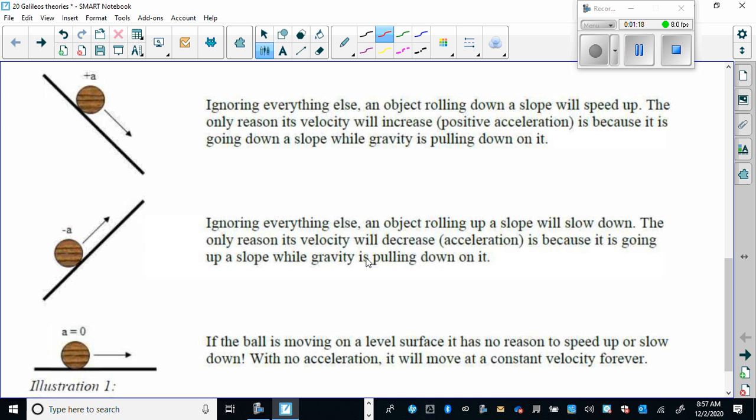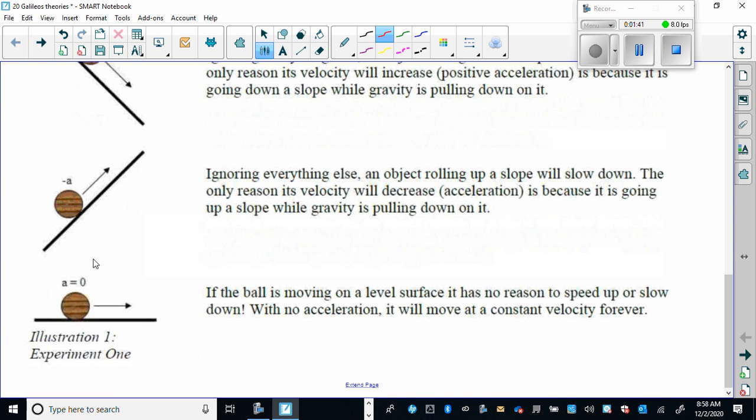In the second diagram, you've got a ball rolling up the slope, it's going to slow down because gravity is pulling down on it. But if it's going on a level surface, then it has no reason to accelerate, so it should just go at a constant velocity forever, which is totally true. If there are no other external forces acting on it, the ball will go at a constant velocity. Now, of course, in the real world, there's friction. There's friction right here, and so the ball will eventually slow down. But if there is no friction, then the natural state of this object is to just keep moving at a constant velocity.